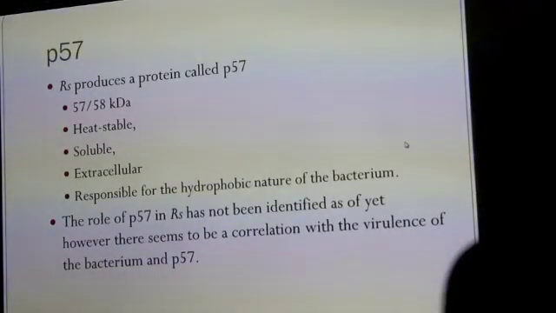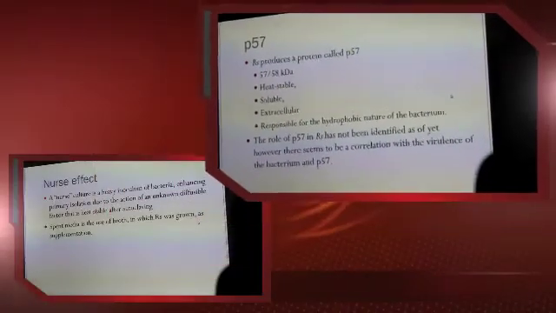RS also produces a protein called P57. It's 58 kDa long. It's heat stable, soluble, and extracellular, and it may be responsible for the hydrophobic nature of the bacterium. The role of P57 hasn't been identified yet, but we think it has a correlation with the virulence of the bacterium. Where P57 was not present, there was no virulence. Where P57 is present, there was extremely high virulence in the bacterium.